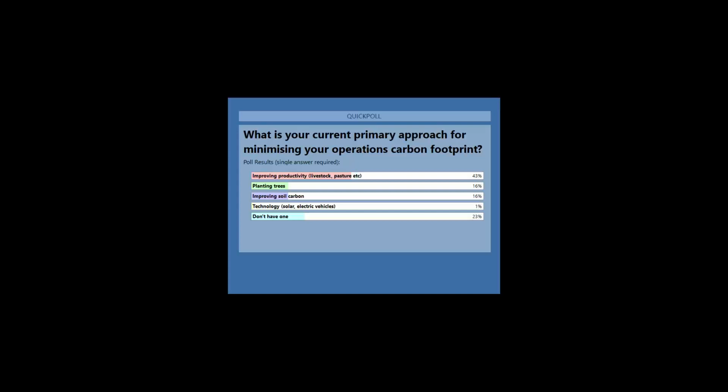And very little have said technology at this point in time, so solar and electric. So I guess that kind of sets our time for tonight. I'm going to hide the results. We'll get back into the presentation. And basically it has everyone in the audience probably where we expect them to be at this point in time.